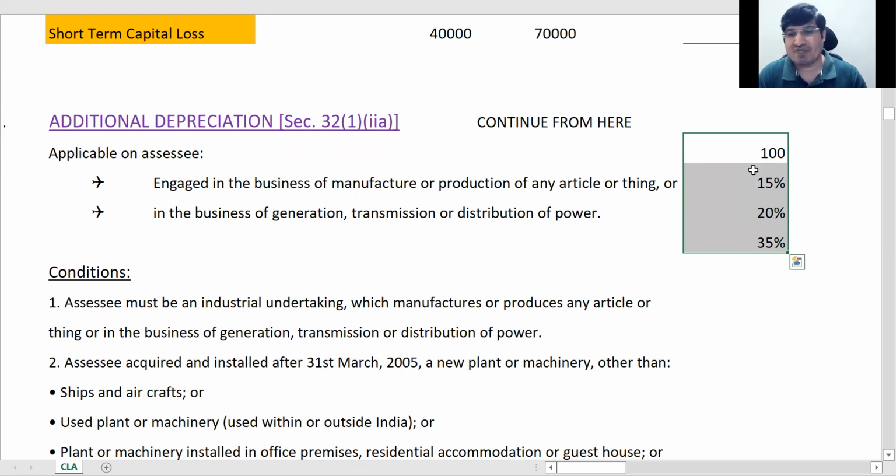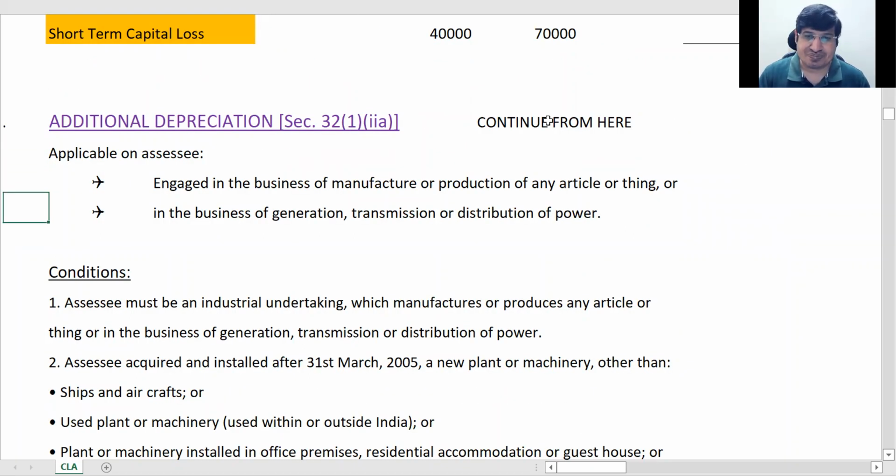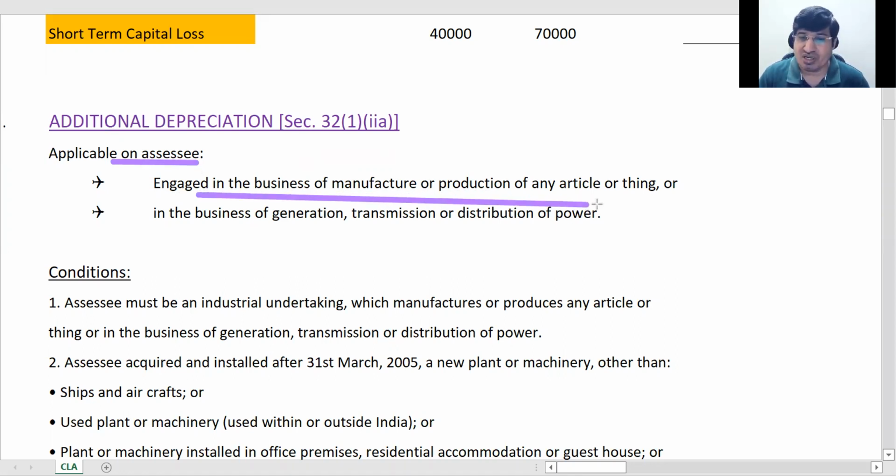So as you get more depreciation, your income will be lower, so the tax will also be lower. This is what it is. The first thing, as I said, is that it is to encourage manufacturing. Applicable on whom? Assessees engaged in the business of manufacture or production of any article or thing. So it is for manufacturers.